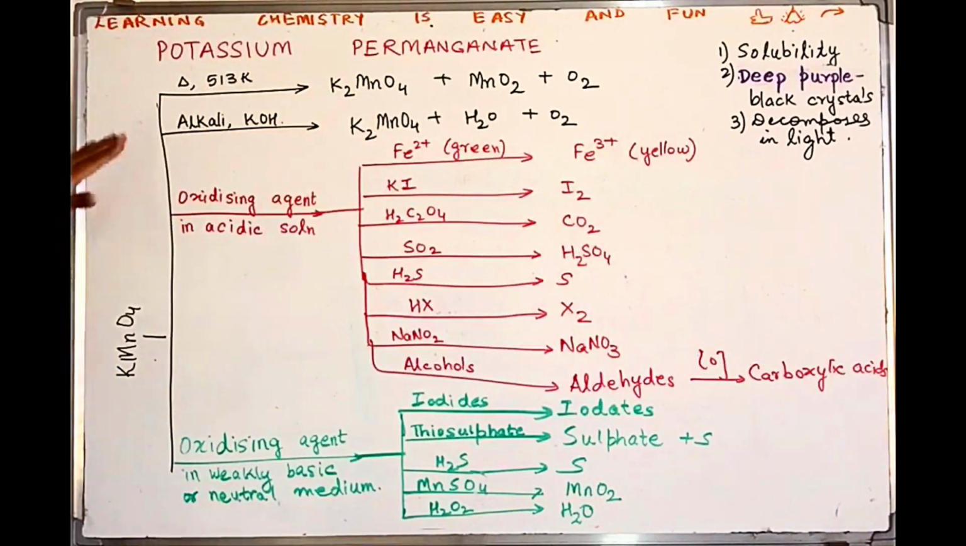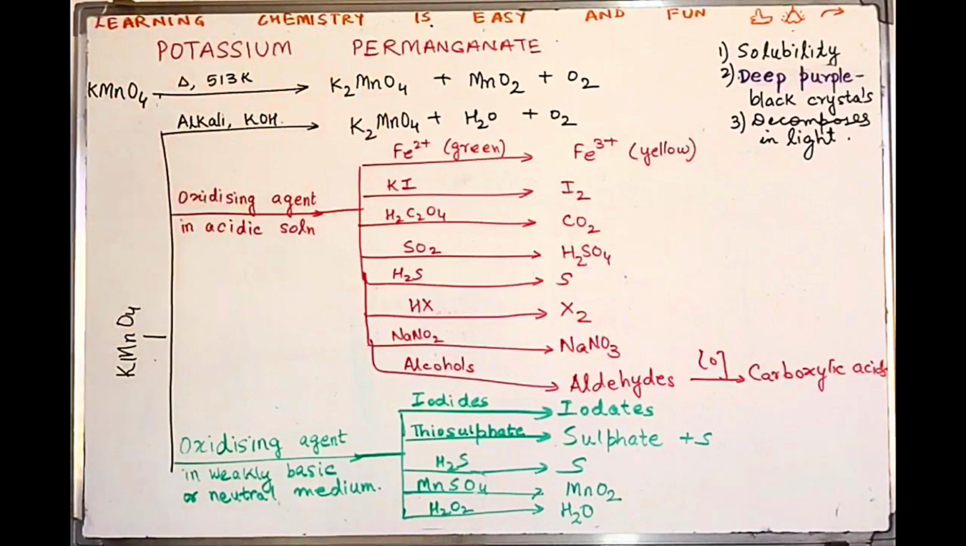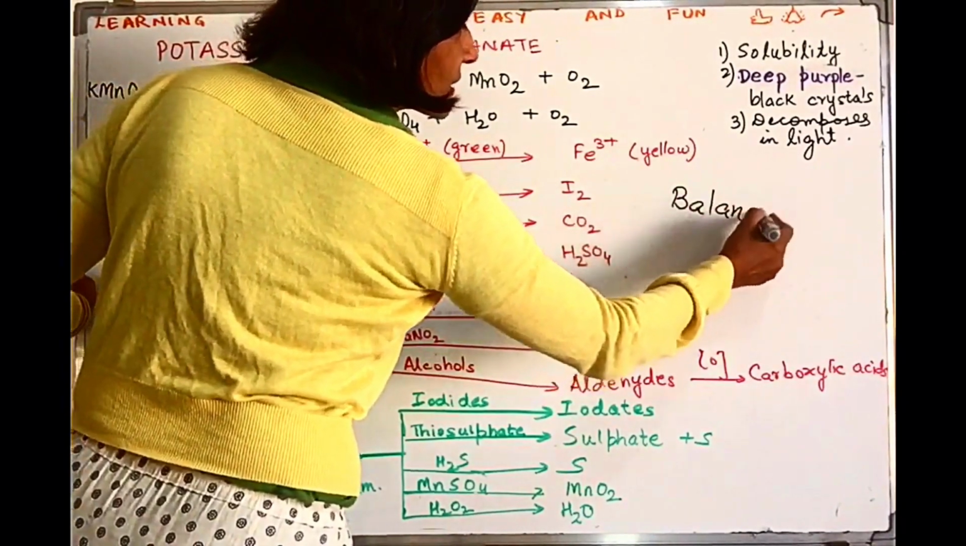Right? Now, how am I going to use this flowchart? If you've seen the video on potassium dichromate, you will know. If you are new to the channel, here we go. Using this flowchart. So what I've got over here, KMnO4 on heating changes into K2MnO4, MnO2 and oxygen. Simple. Now what is left for you to do is to balance these equations.